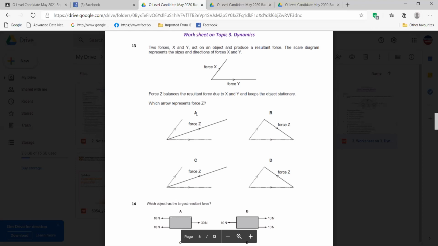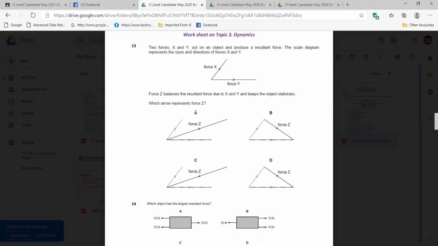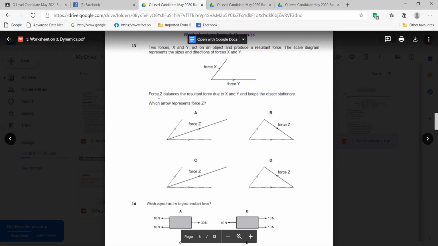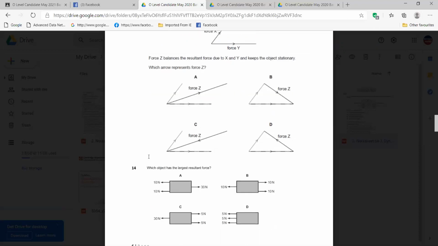This is a bit tricky question. Students get the question, they circle A in most of the cases, but they have to check this one. Force Z balances the resultant force, right? They are not asking you what is resultant force. Rather, they are asking the opposite of resultant force, right? That's why. Okay, you got it. Thank you. Well done.